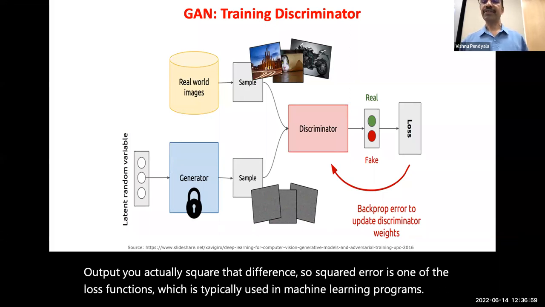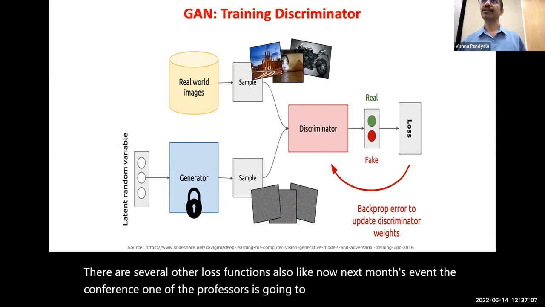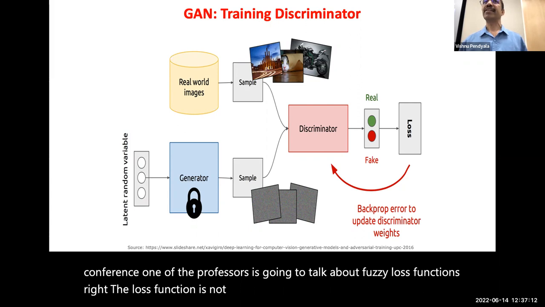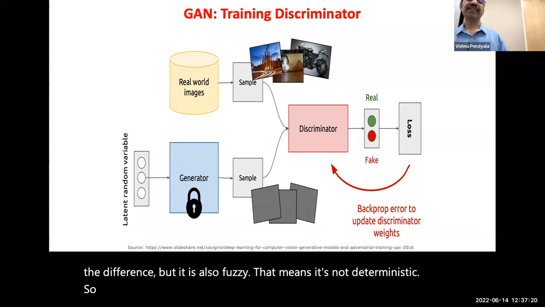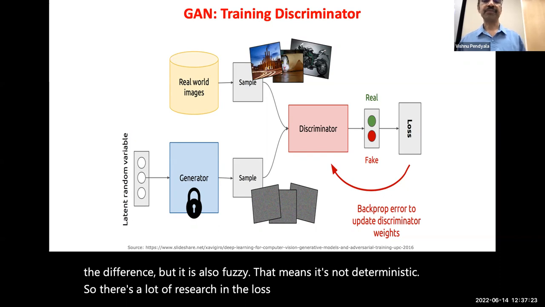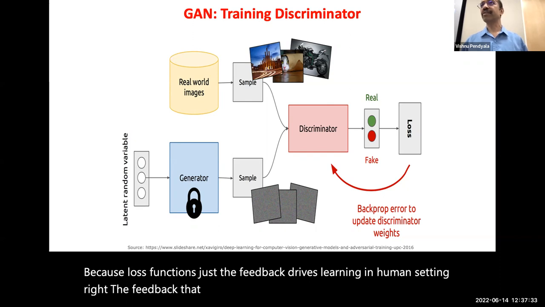There are several other loss functions also. Like at next month's event, the conference, one of the professors is going to talk about fuzzy loss functions, right? The loss function is not only more complicated than just a difference, but it is also fuzzy. That means it's not deterministic. So there's a lot of research in the loss functions area because loss functions, just like feedback, drive learning in a human setting, right? The feedback that the professor gives to the students drives the learning.